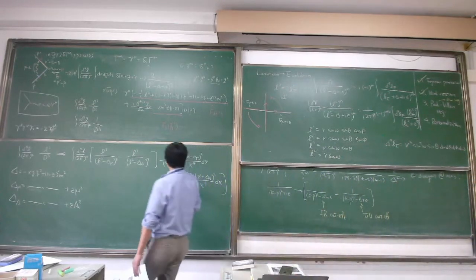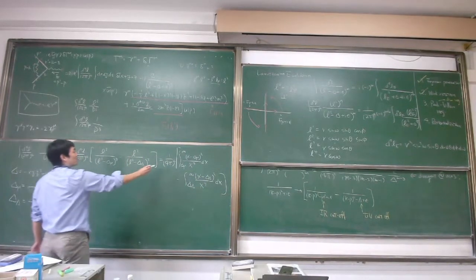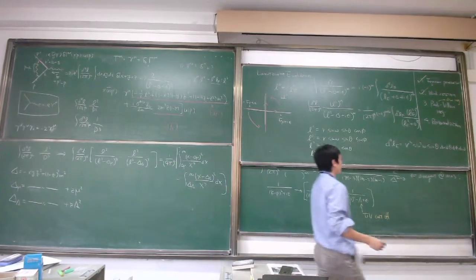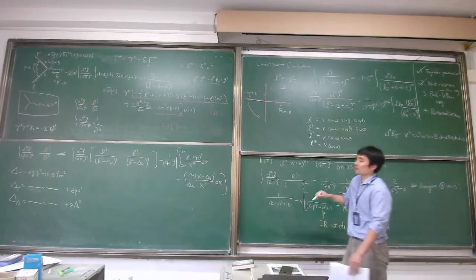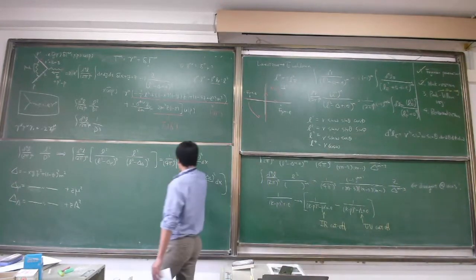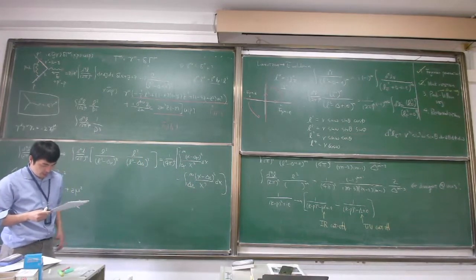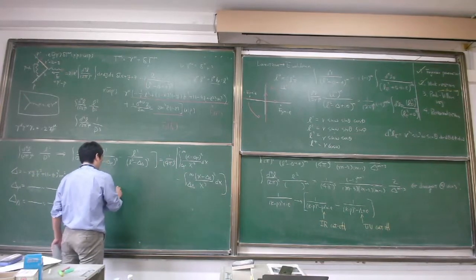Is it 4 times what? Since this is 4, right? And what's left is pi squared. So it should be 4 times pi squared. Yeah, 4π². And then what's left is the radial coordinate integral, and it becomes like this. And this one can be performed very easily.